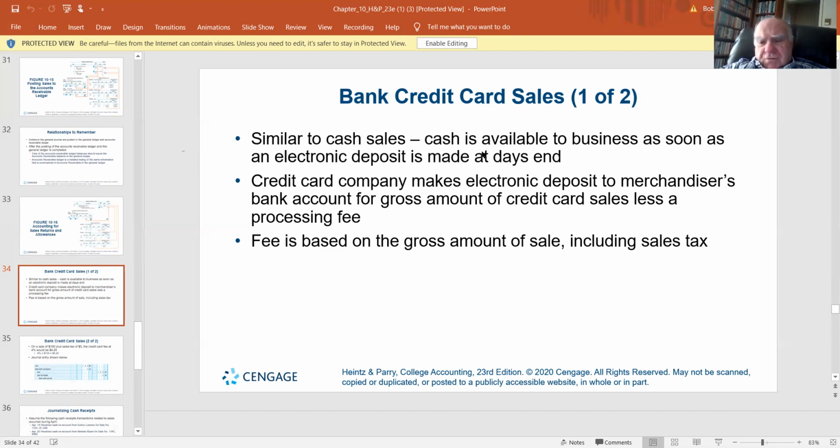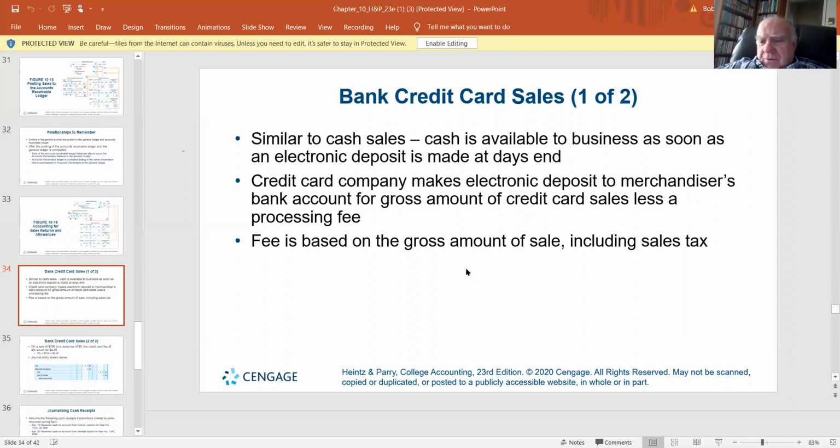Bank credit card sales are similar to cash sales. Credit cards are cash as far as I'm concerned. Cash is available to the business as soon as the electronic deposit is made at day's end. I'm thinking now it's made almost immediately. The credit card company makes an electronic deposit to the merchant's bank account for the gross amount of the credit card sales, less a fee. The fee is based on the gross amount of the sale.